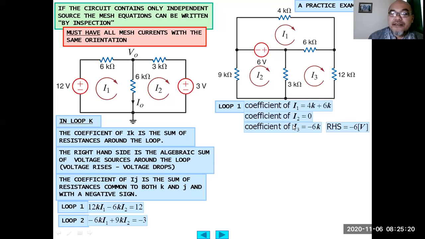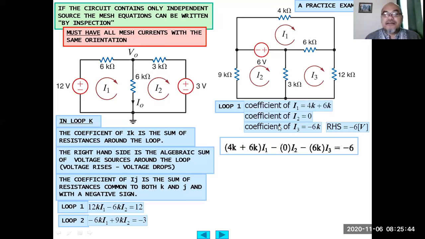Then the right hand side of the equation is negative 6 volt, because here there is a voltage drop, 6 volt. When you put it on the left hand side, it's positive, but when you move it to the right hand side of the equation, it will be negative. So be careful with that. If we write it completely, 4k plus 6k multiplied by I1, plus 0 times I2, then negative 6k multiplied by I3 equals negative 6. Negative 6 is this one.